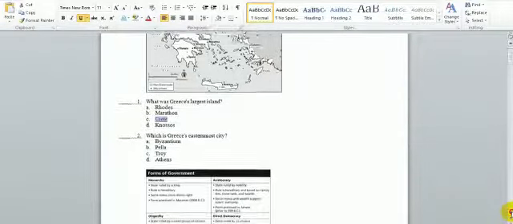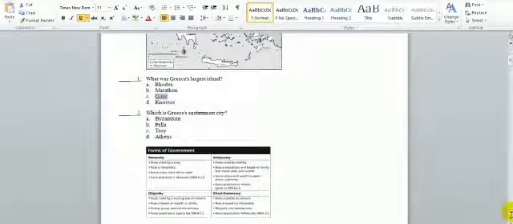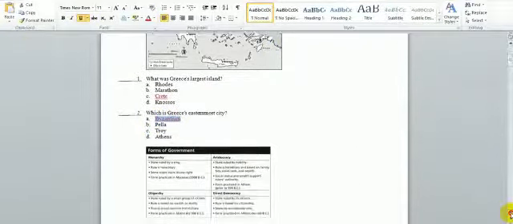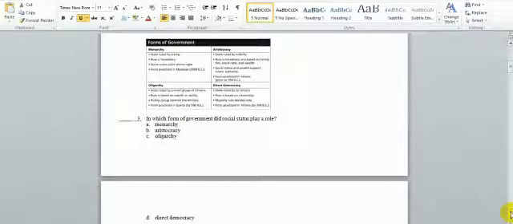Number 2, which is Greece's easternmost city? In Greece there are many cities like Mycenae, like Crete, like many cities, but when we are going to refer to the eastern part, it is Byzantium. So the easternmost city in Greece was Byzantium.